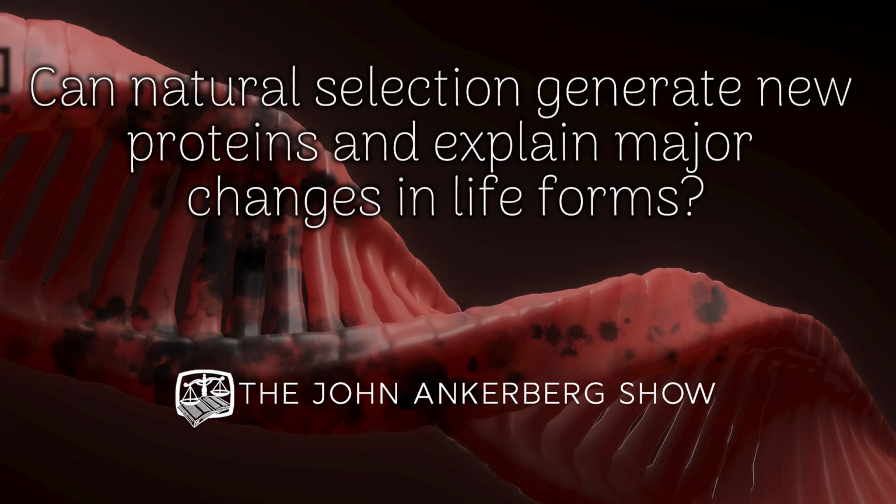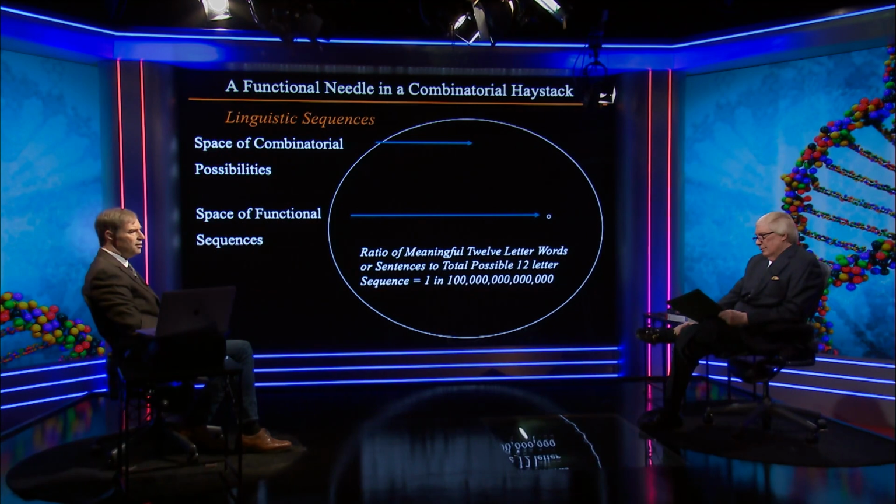In your book, you explain that there is a mathematical reason that natural selection acting on random mutational changes in DNA will never generate new proteins and those major changes in life. Tell us about that. Right. Here's an analogy that may help.